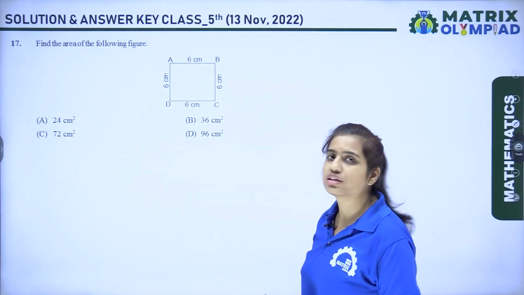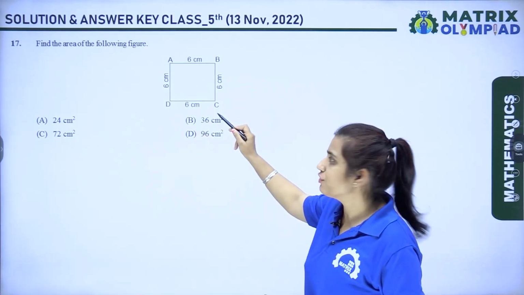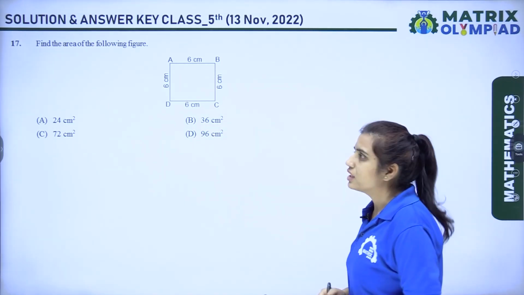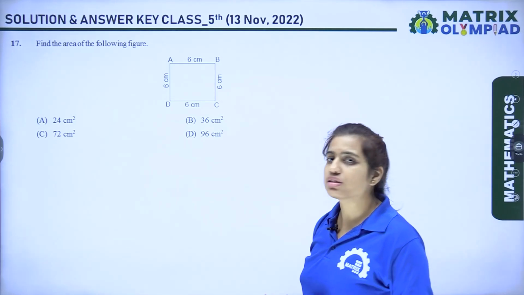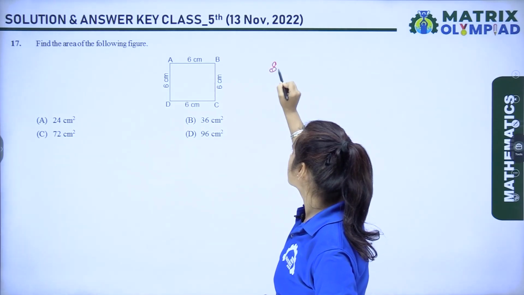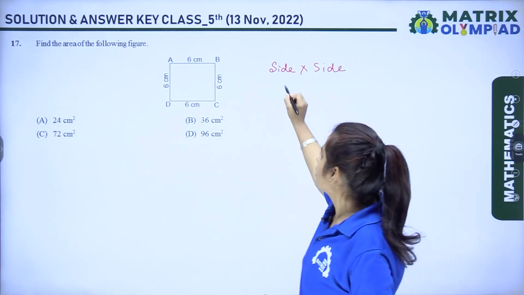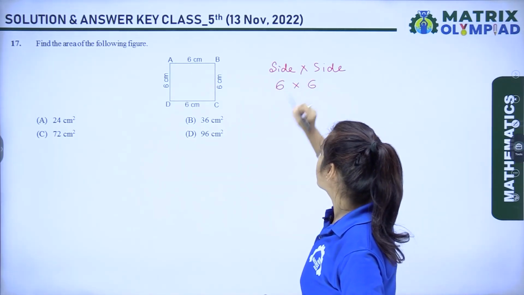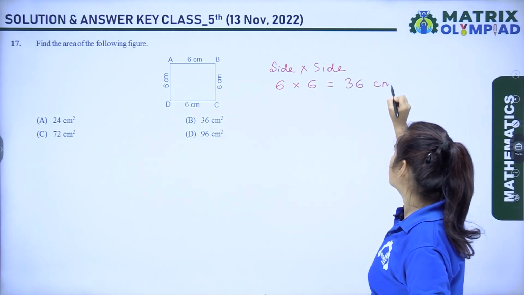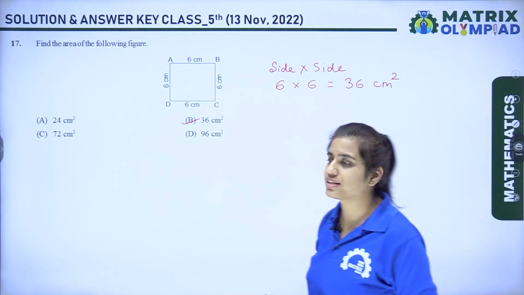Next question is 17th. Find the area of the following figure. So here we have a figure ABCD, that is a square whose all sides are equal. We have to find out the area of the square. So the formula of area of a square is equal to side multiplied by side. So here side is 6 centimeter, again side is 6 centimeter. So here 6 times 6 is 36 centimeter square. So here option B is the correct answer.